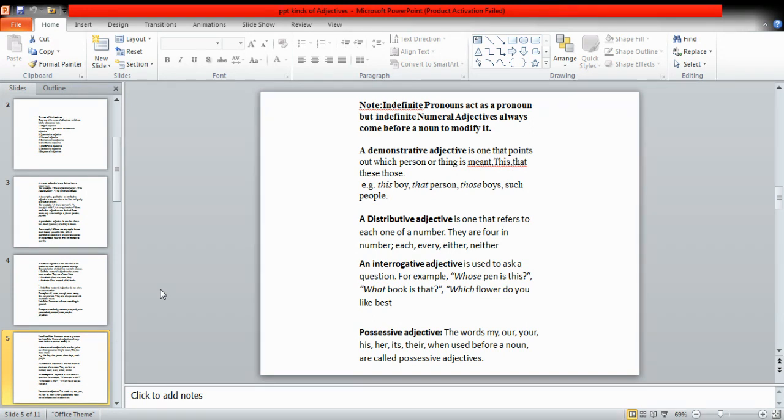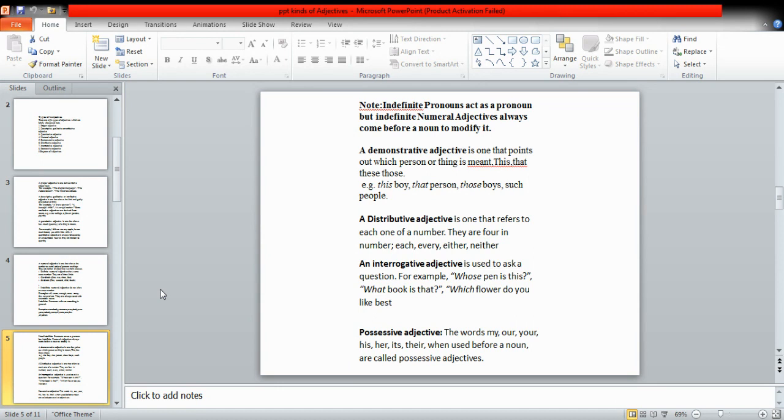Now we come to a demonstrative adjective. Again, if you remember the kinds of pronouns, we did the demonstrative pronouns. And at that time, I told you that we have 4 demonstrative pronouns: this, that, these, those. Such is also there as a demonstrative pronoun. But at that time, it was a pronoun. And in these examples, you can see that all these demonstrative adjectives, this, that, these, those, such, are following a noun like boy, person, boys, people. So whenever a demonstrative pronoun is following a noun, it will become a demonstrative adjective.